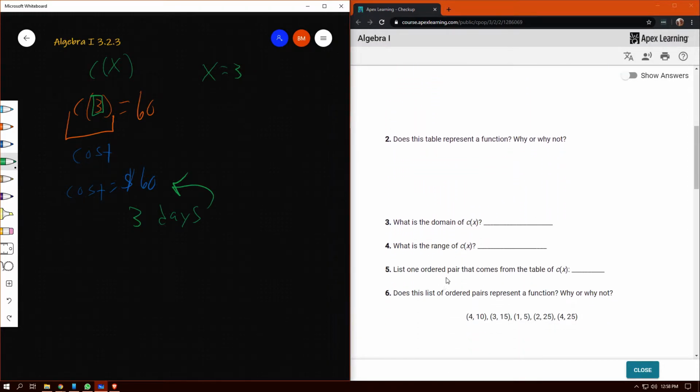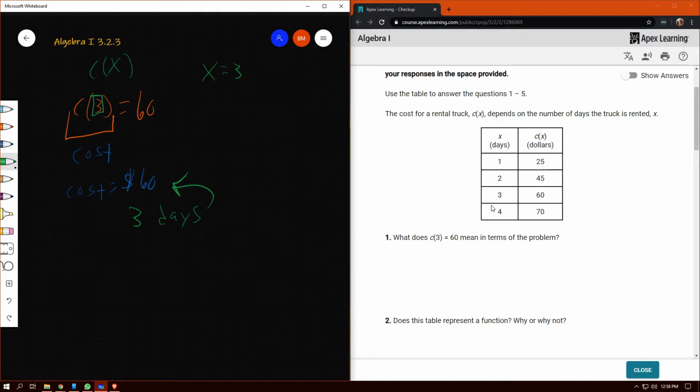Now list one ordered pair that comes from the table of C of X. So I'm actually going to list 4 ordered pairs. The ordered pairs for this are 1 and 25, 2 and 45, 3 and 60, and 4 and 70. It's just taking the 1 and the 25. They're right next to each other. The X and the Y are right next to each other. So these are ordered pairs. I didn't crisscross or anything. It's directly a straightforward 1 and 25, 2 and 45, 3 and 60, 4 and 70 written as ordered pairs. That's it. It's as easy as that. It is exactly what we see.